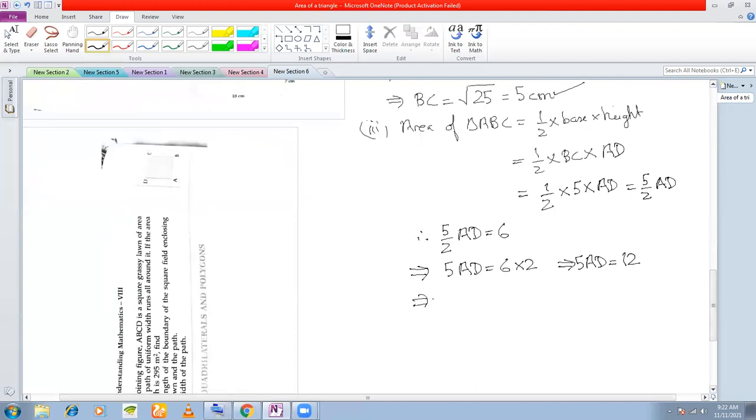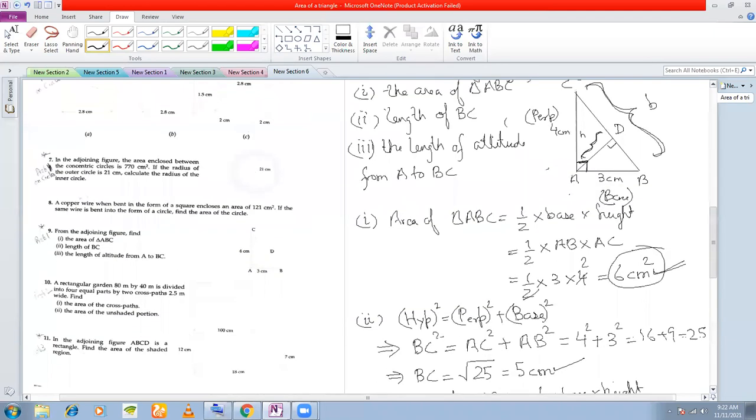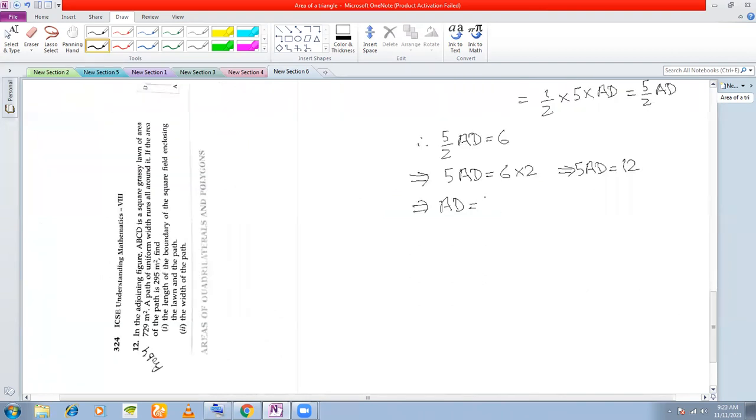That means AD is equal to... So, how come 6? Because we have already found out the area of the triangle to be 6 centimeters square in the first one, haven't we? Okay, sir. When we consider this as the height and this as the base, we already got the area, right? This time we are considering this AD as the height and this as the base. So that's how. So AD is 12 by 5, which is equal to 2.4 centimeter.